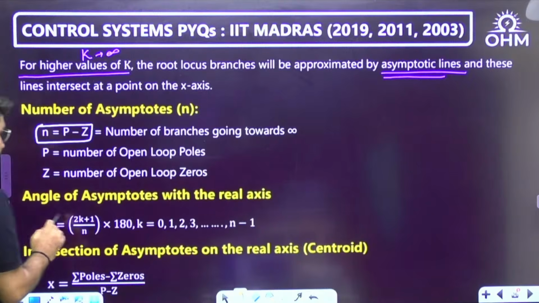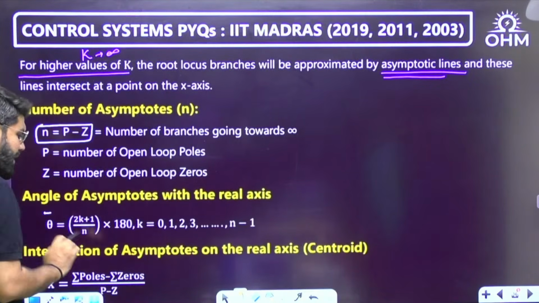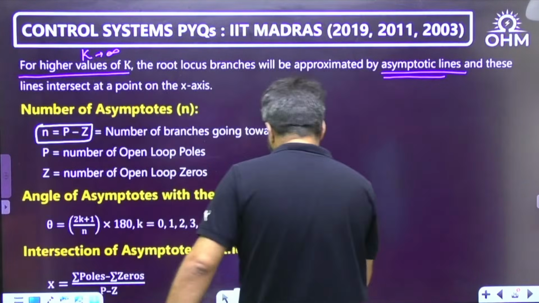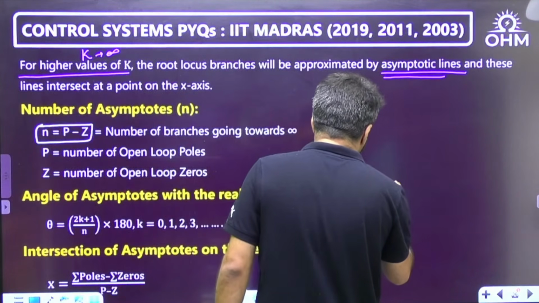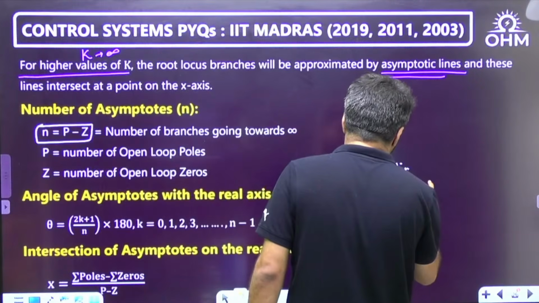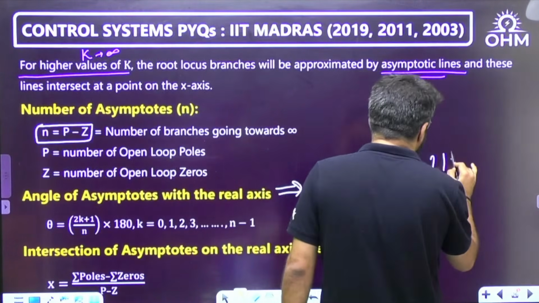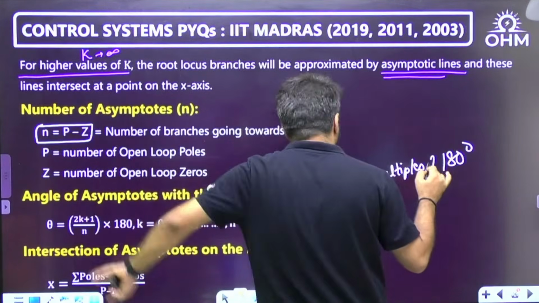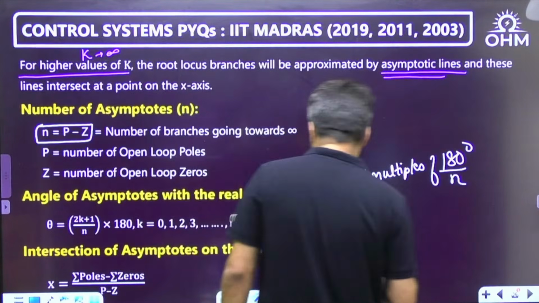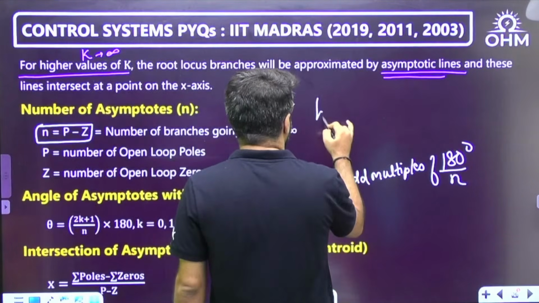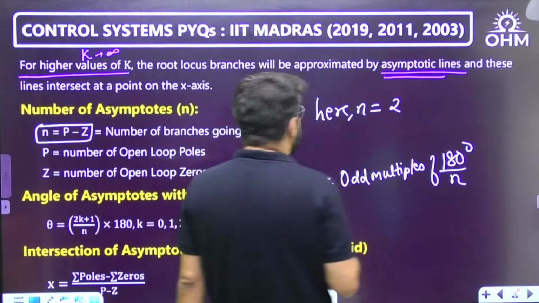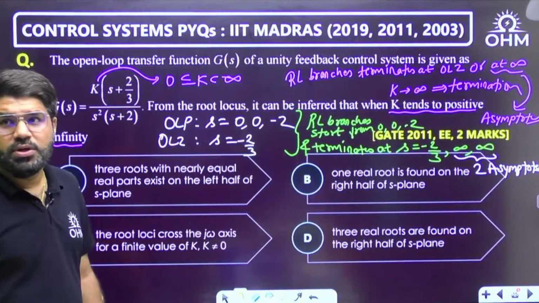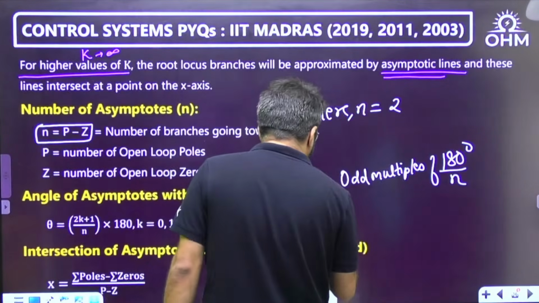Now, angle of asymptotes is given by (2k + 1)/n into 180 degrees, or simply remember it like this: 2k + 1 means odd multiple. 2k + 1 will always be odd. Odd multiples of 180 degrees divided by n, where n is the number of asymptotes. So here n is 3 minus 1, that is 2. There also I have written 2 asymptotes. N is 2.